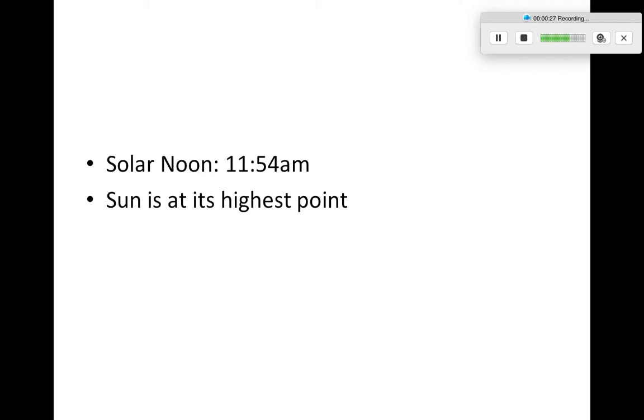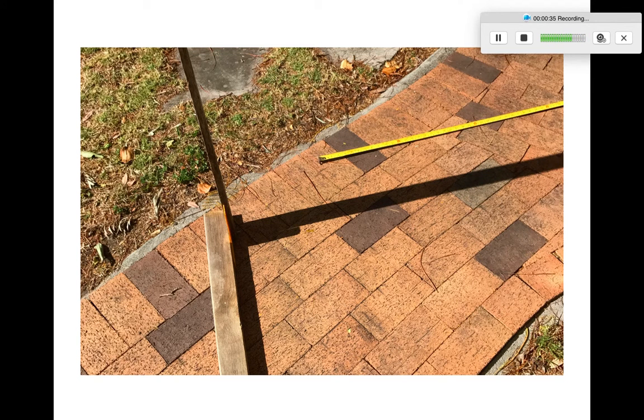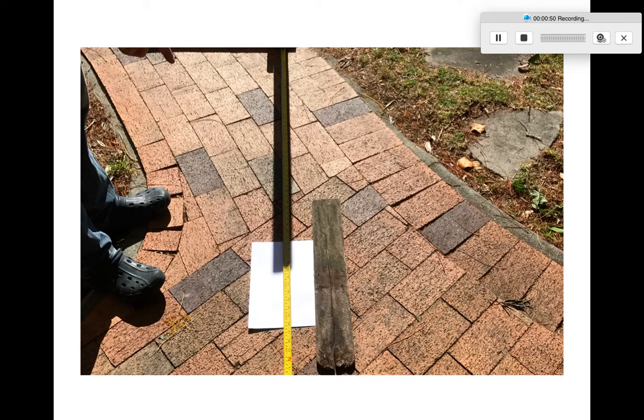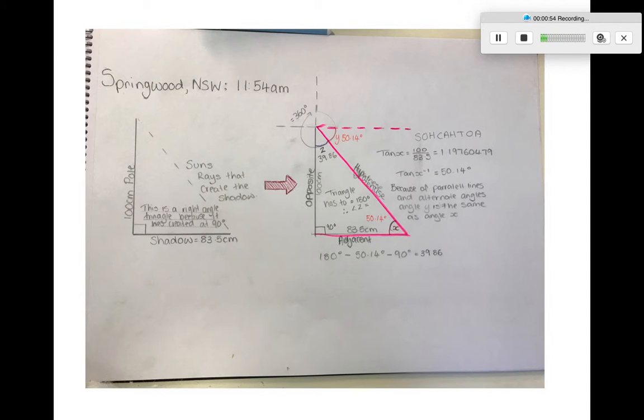So in Springwood, where I performed my experiment, solar noon is at 11:54, and this is when the sun is at its highest point. This is what I used to cast the shadow. The pole was 100 centimeters, and it was at exactly 90 degrees, and I created it this way because I felt that it was inaccurate if I just stuck something in the ground. I also used a piece of paper to mark the shadow's movements.